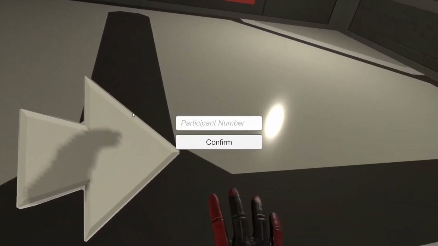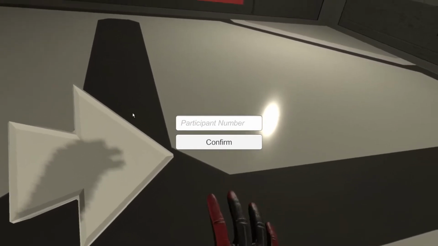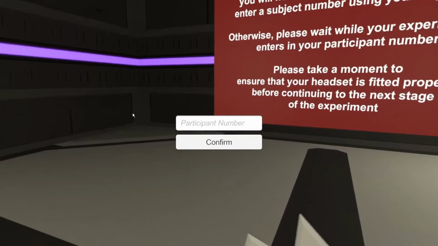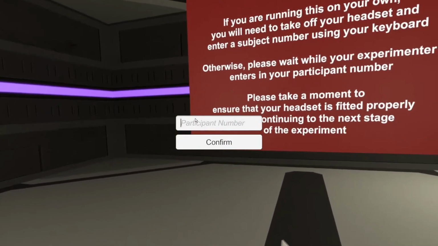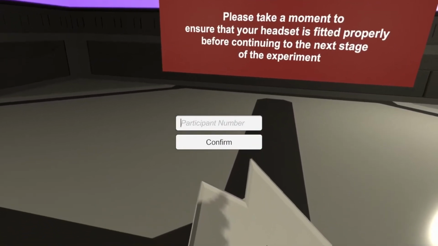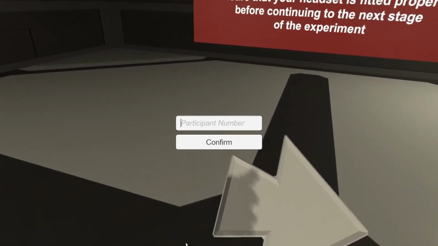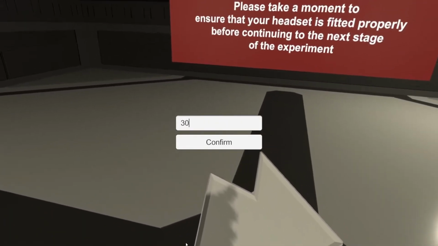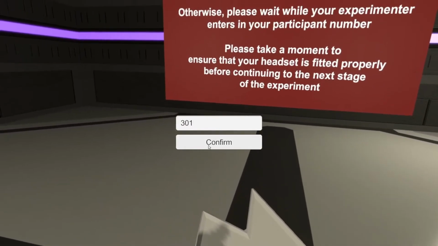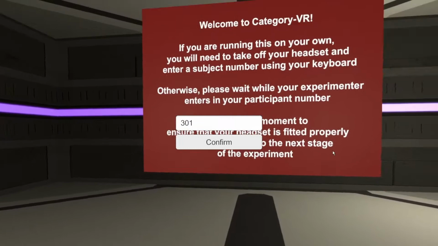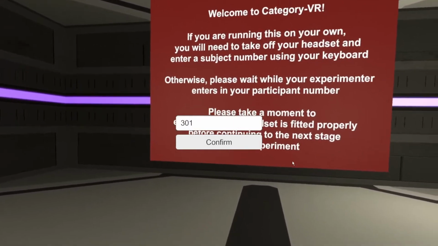In just a moment, please take off your headset and enter in a subject number on your computer. This will be used to create a data file for your experiment, which you'll be able to find on the desktop of your computer after you finish this program. Once you've done this, please take the time to make sure that your headset is fitted appropriately before grabbing the arrow in front of you to proceed to the tutorial for this experiment.